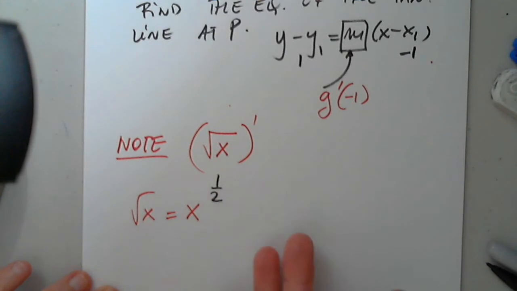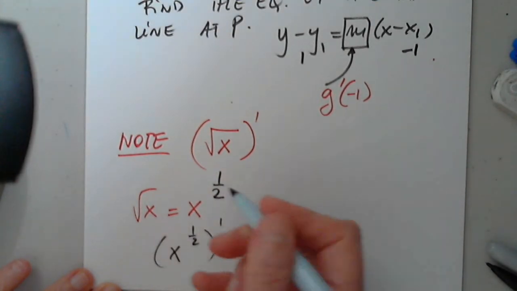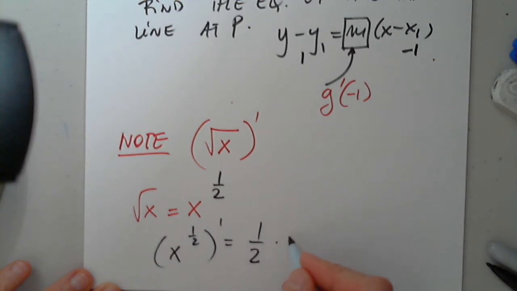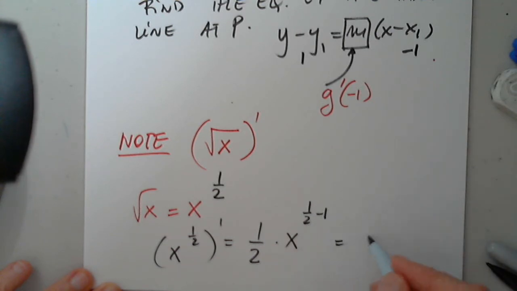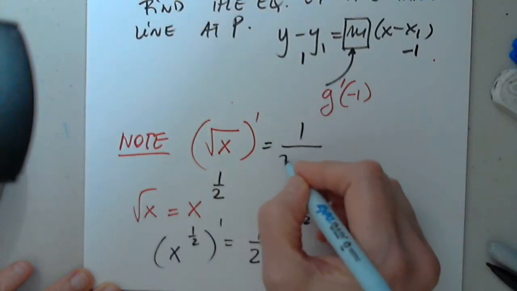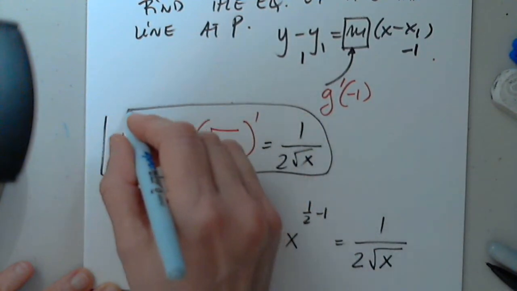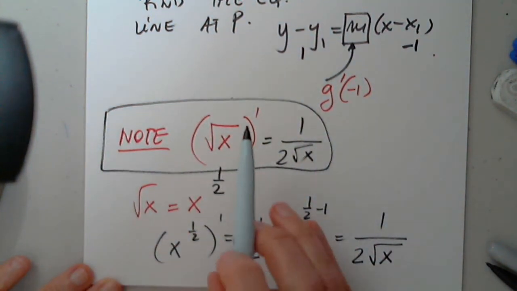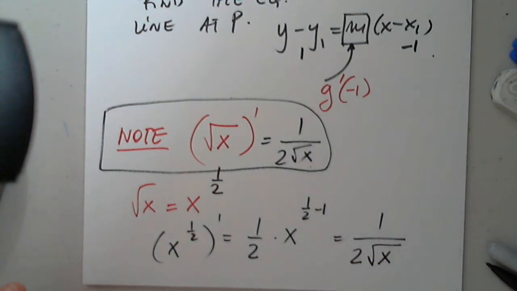Okay, so then I know how to differentiate. x to the 1/2 prime, bring down 1/2, subtract 1 from the power, but this becomes -1/2. So then I have 1 over 2 times the square root of x. So please carve this in stone in your memory if you like, that the square root of x prime is 1 over 2 the square root of x.